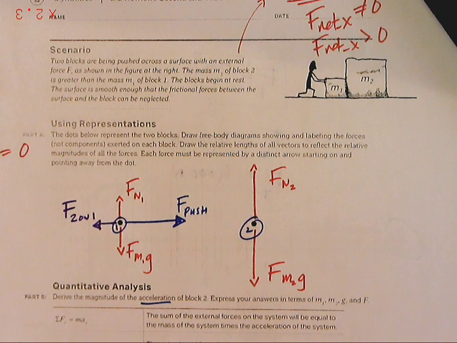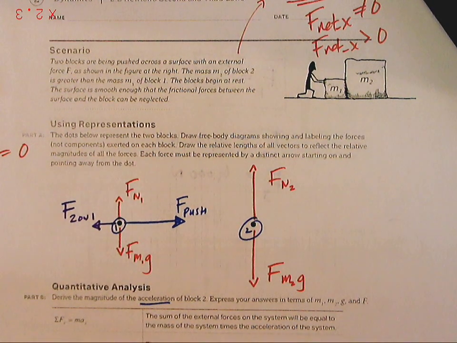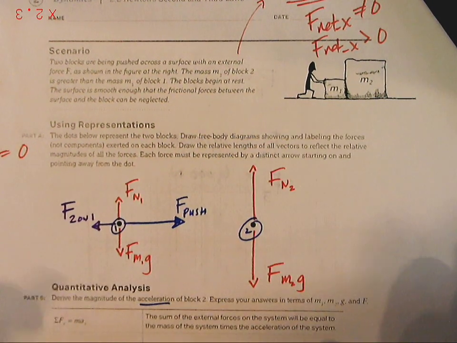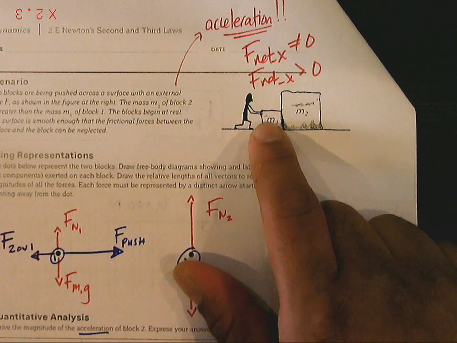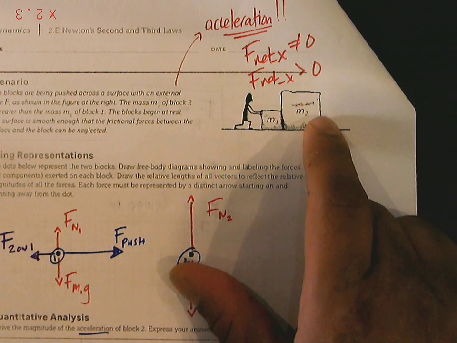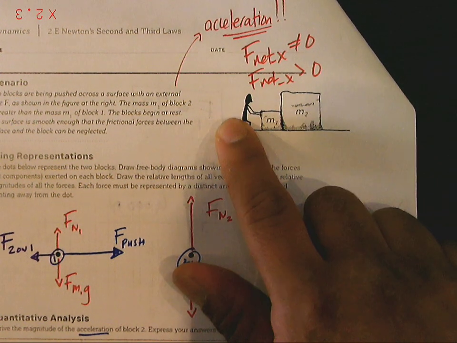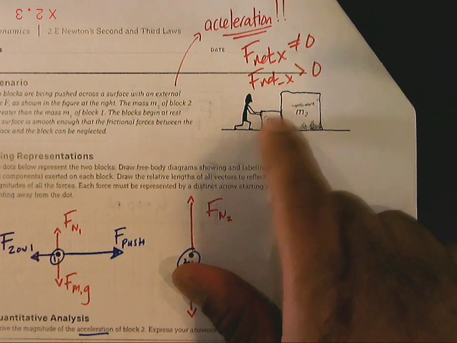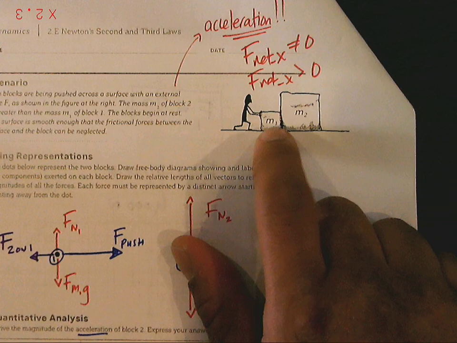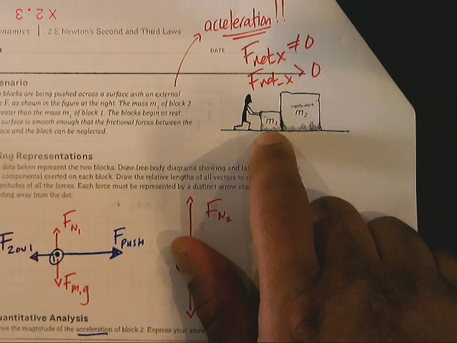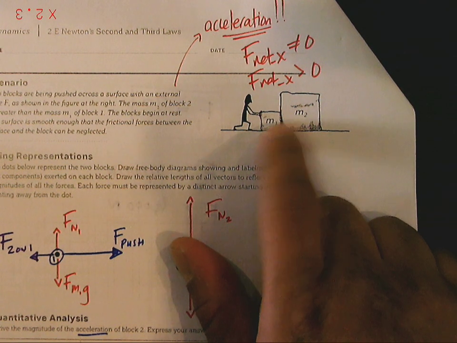Now, what about the second block? This second block is only going to feel one force on it. The second block is going to feel the force of the first block pushing on it. The second block doesn't see the individual pushing. That's only the first block feels that.